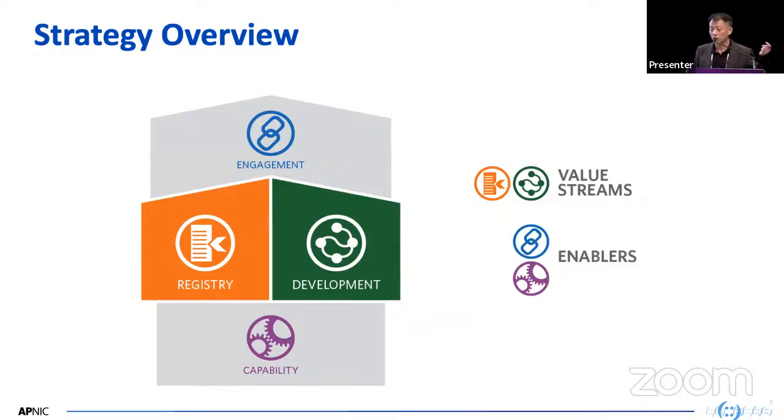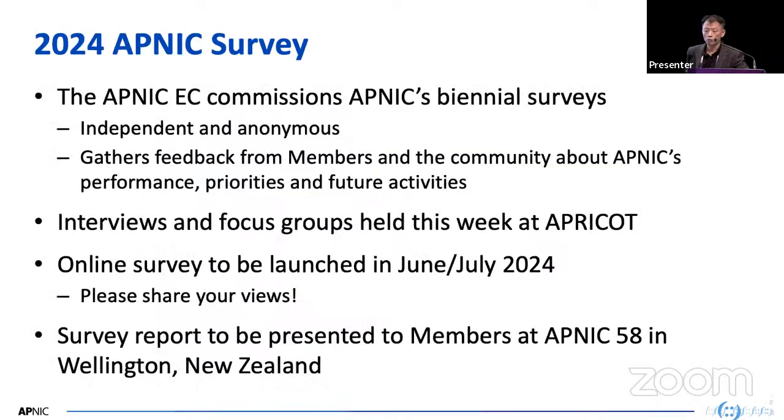Just to quickly identify, we have 4 pillars: registry, development, engagement, and capability. Most important, every 2 years we conduct the APNIC survey to get feedback from members. The APNIC EC commissions the APNIC survey, which is independent and anonymous, to get feedback from members of the community about APNIC performance, priority, and future activity.